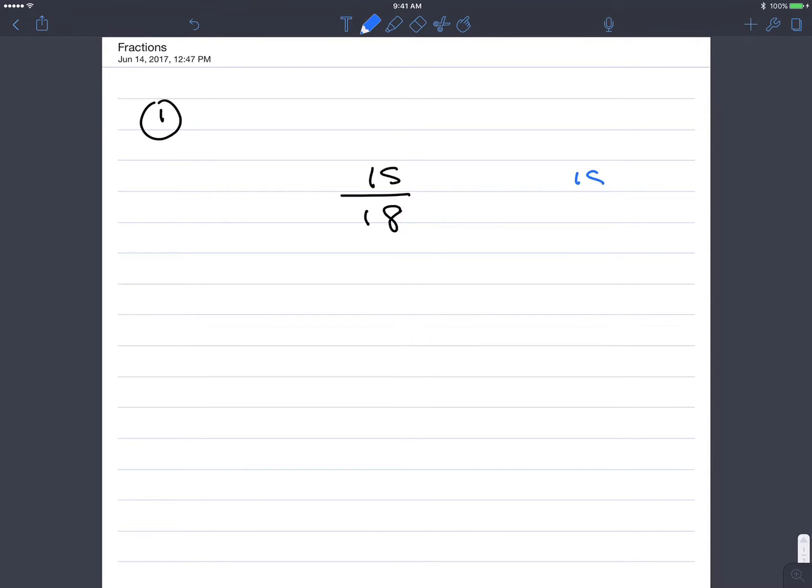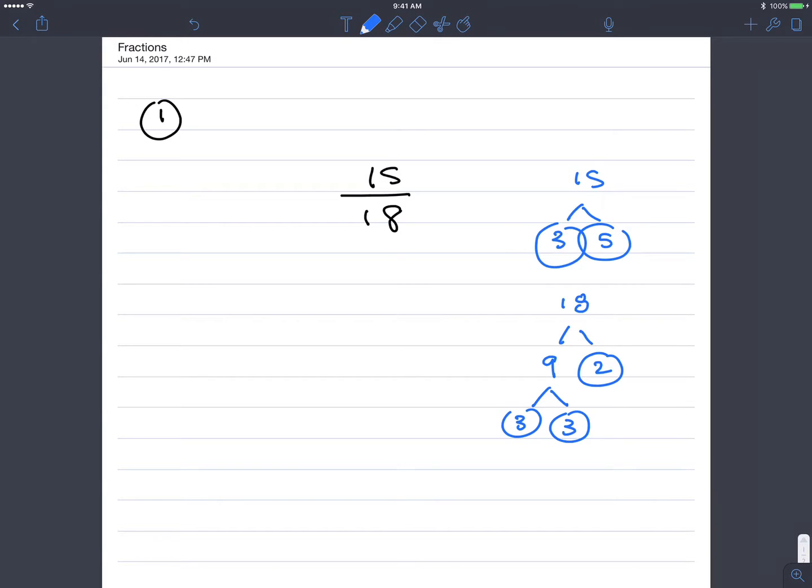So we start with 15. We need two numbers multiplied together that give 15. That's 3 and 5. These are both prime. So we broke 15 down. We're now going to break 18 down: 9 times 2, where 2 is prime. 9 is not prime, so we break it down again. We need two numbers multiplied together that give 9, and we have 3 and 3.